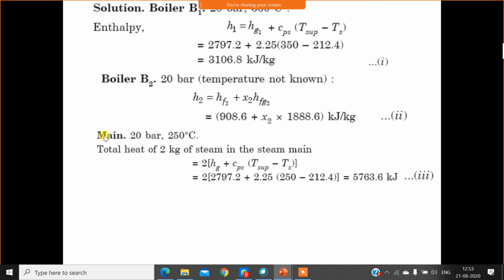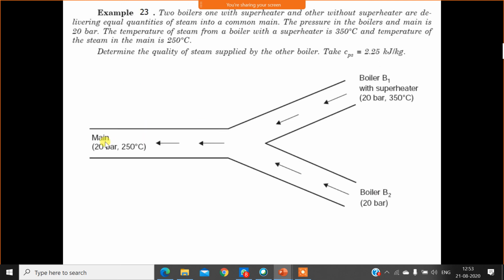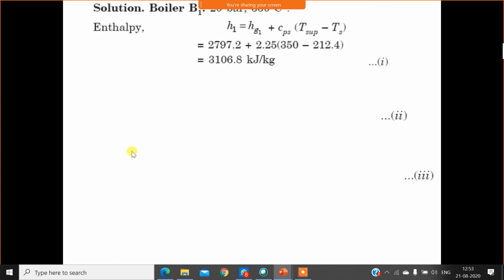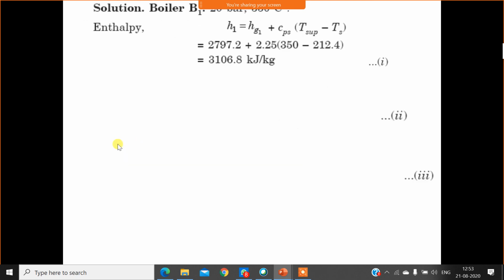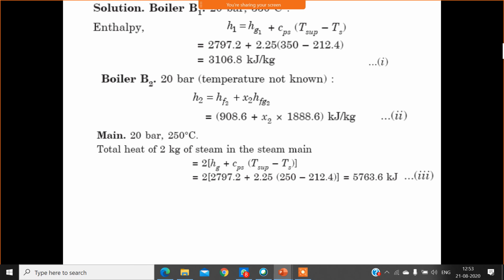Now we start with the main. The condition of the main is given here, again 20 bar and 250 degrees Celsius. It means it is a superheated steam, because at 20 bar the saturation temperature is 212, and 250 is greater than 212. Therefore, it is a superheated steam, and from the steam table we can calculate.